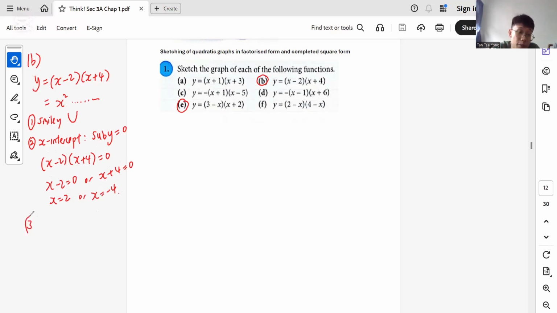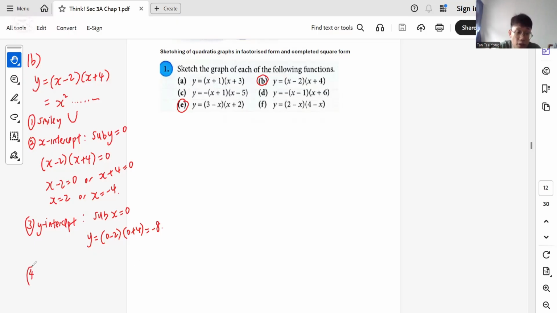All right. Then number three, you need to find out what is the y-intercept. So the y-intercept means you got to sub x equals to 0, right? So y equals to 0 minus 2 and then 0 plus 4. So this is equals to negative 8. So your y-intercept is negative 8.